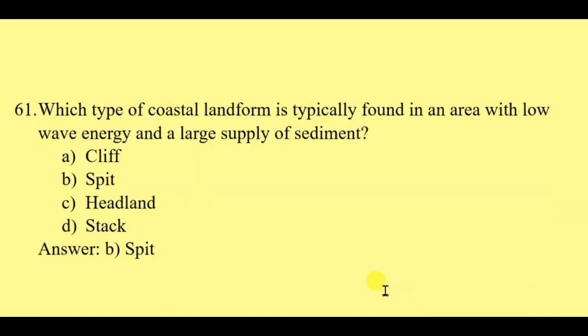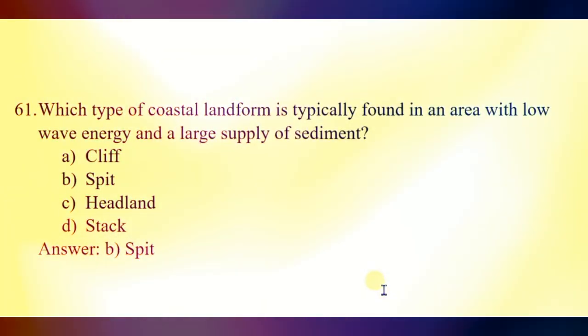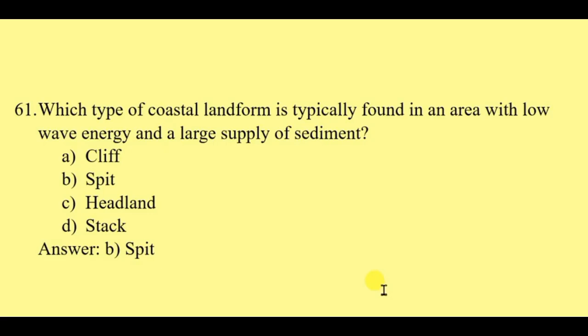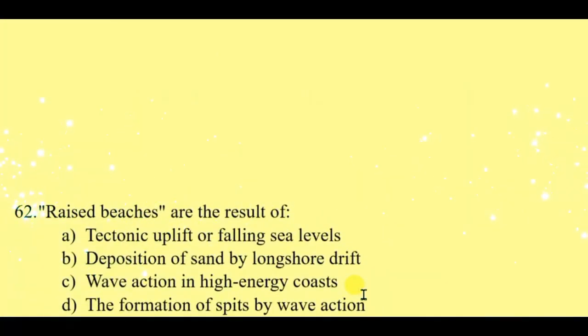Question 61. Which type of coastal landform is typically found in an area with low wave energy and a large supply of sediment? Cliff, spit, headland, stack. The correct answer will be spit. Low energy means deposition. High energy means erosion. And spit is a depositional landform.